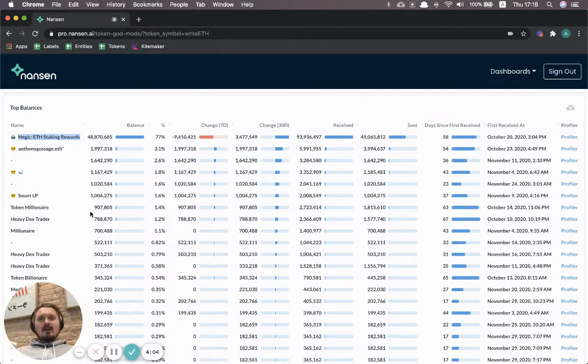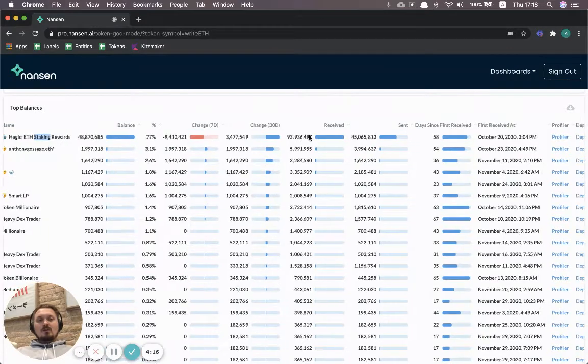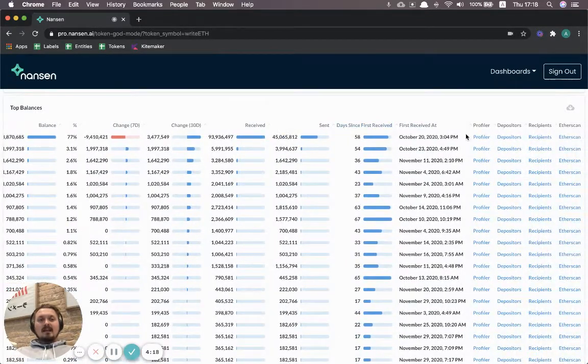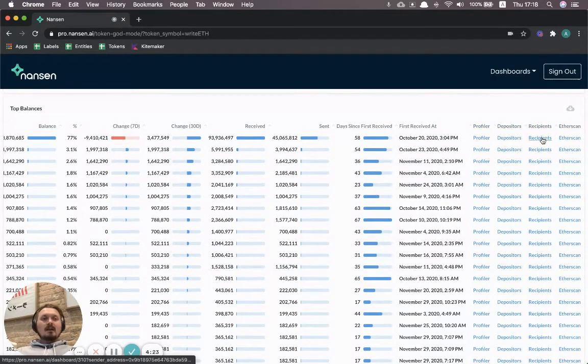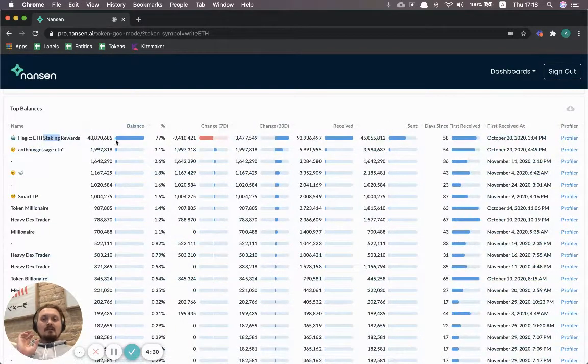All right, so where do we go from here? Maybe one thing we can do is to simply look at who is still depositing the rHEGIC into the staking rewards contract. And to do that, you just scroll to the right over here, and we have a bunch of links: profiler, depositors, recipients, and Etherscan. So recipients, well, actually, let's look at depositors for this one. This is going to show, out of this 48 million rHEGIC tokens, what's the breakdown? Who deposited those tokens into this address?